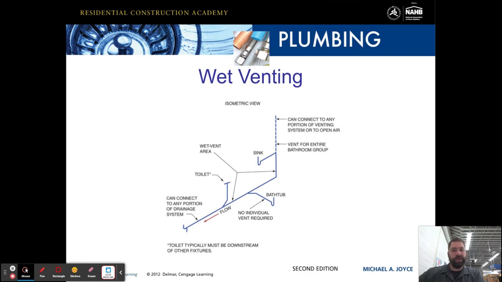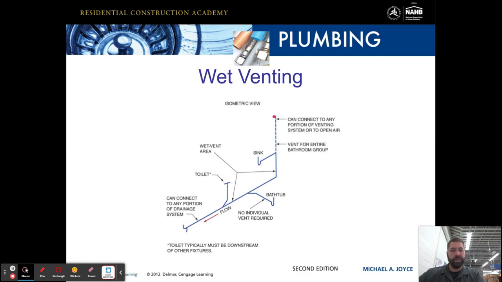So when we look in here, you'll see that this is slightly different than the other ones. Here's our sink, and even though this is coming out as a vent here, this is our wet vent area because we're collecting the wastewater from the bathtub, and there's also wastewater from the toilet that's coming down here, but these also act as the vent at the same time.